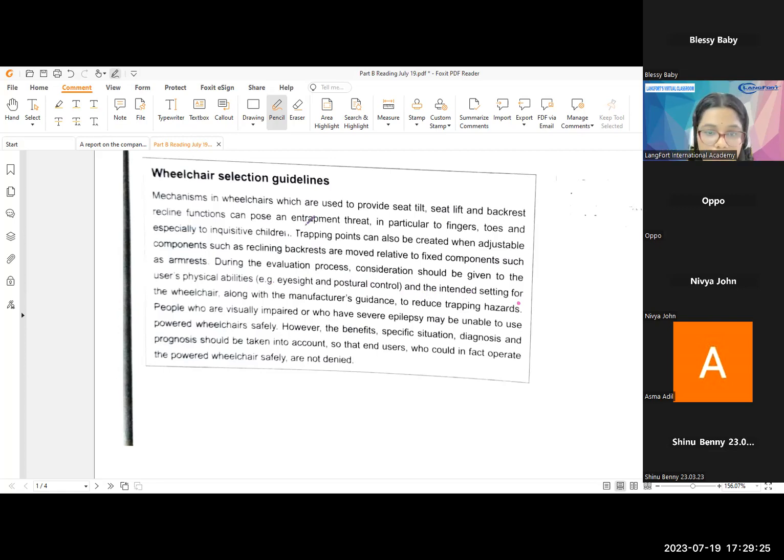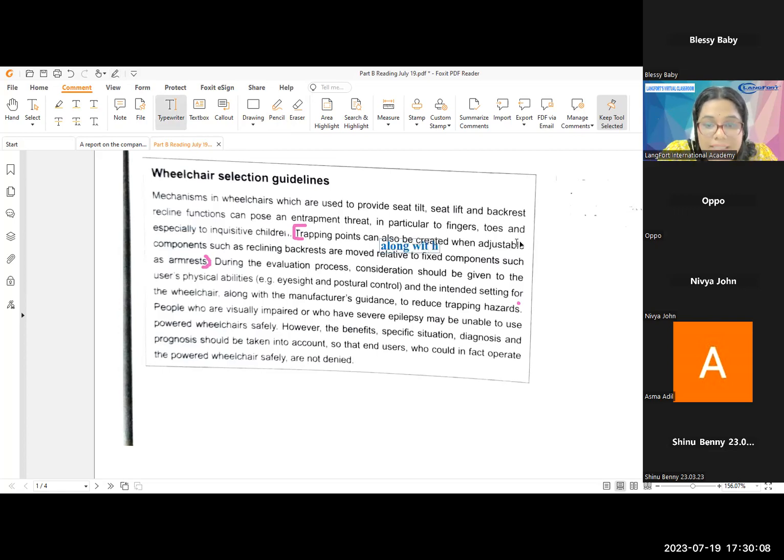Okay, so I want all of you to focus on the first sentence here. Okay, trapping points. So they already told that some wheelchairs can have entrapment threats where they can trap our fingers, toes, or things like that. So points where that trapping can happen, such points get created when adjustable components, adjustable parts of the wheelchair, such as reclining backrest, are moved relative to fixed components. What does that mean? Okay, relative. So when you move the adjustable components relative to fixed components, that means along with.